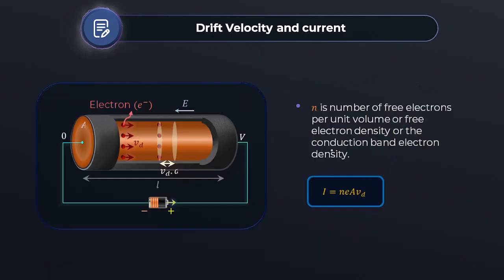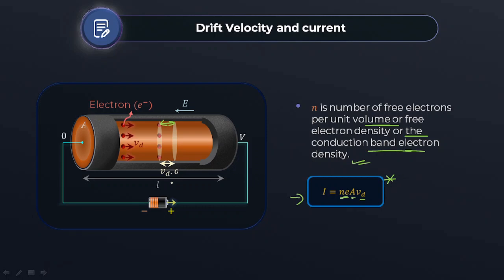Now suppose there are n free electrons per unit volume. Per unit volume means, suppose this is a part of volume, with length and area being 1 and 1. So n is the number of free electrons per unit volume, or the free electron density, or the conduction band electron density. In this case, if I want to write the current, it will be equal to the number of free electrons times the electron charge, times the area of cross section, times the velocity. That gives us the current: I = nAeVd. A very important formula that we have to remember, right?